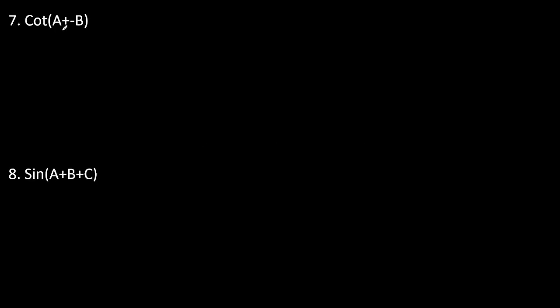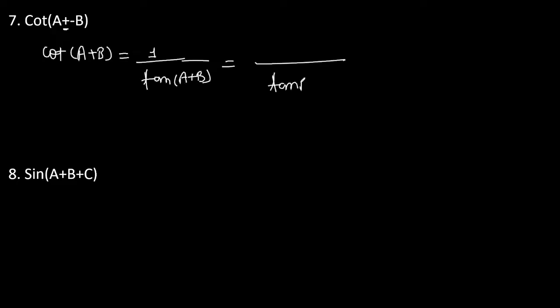Okay, so moving ahead, it is cot(A plus B) and cot(A minus B). So cot(A plus B) is nothing but 1 upon tan(A plus B). If you want to write, it is simply (1 minus tan A tan B) upon (tan A plus tan B), okay?